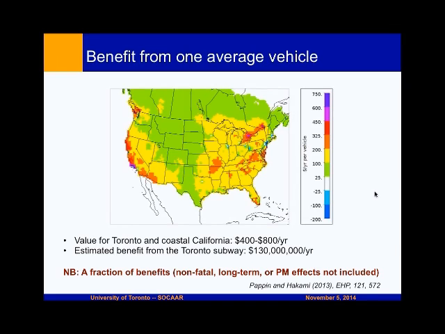If you put the ridership numbers together for the Toronto Subway, you get a benefit of about $130 million based on this. And all these numbers are really underestimates because we do not consider morbidity or non-fatal health effects. We do not consider PM reduction that comes from reduced NOx emissions. And also we don't consider long-term exposure to ozone or mortality associated with long-term exposure. So this should be really on the lower end of things.